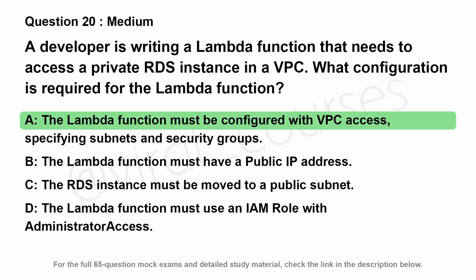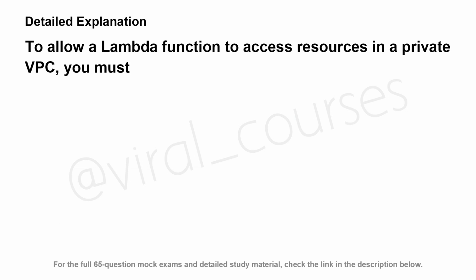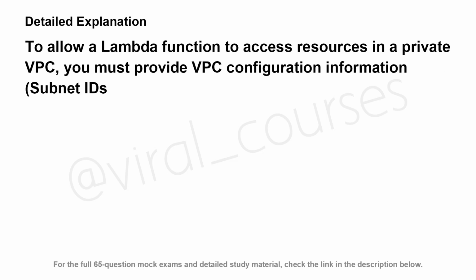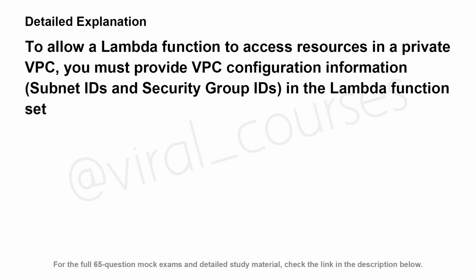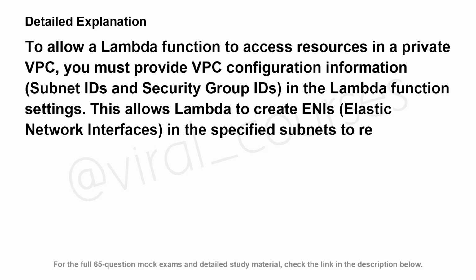The correct answer is A. To allow a Lambda function to access resources in a private VPC, you must provide VPC configuration information, subnet IDs and security group IDs, in the Lambda function settings. This allows Lambda to create ENIs, elastic network interfaces, in the specified subnets to reach the RDS instance.